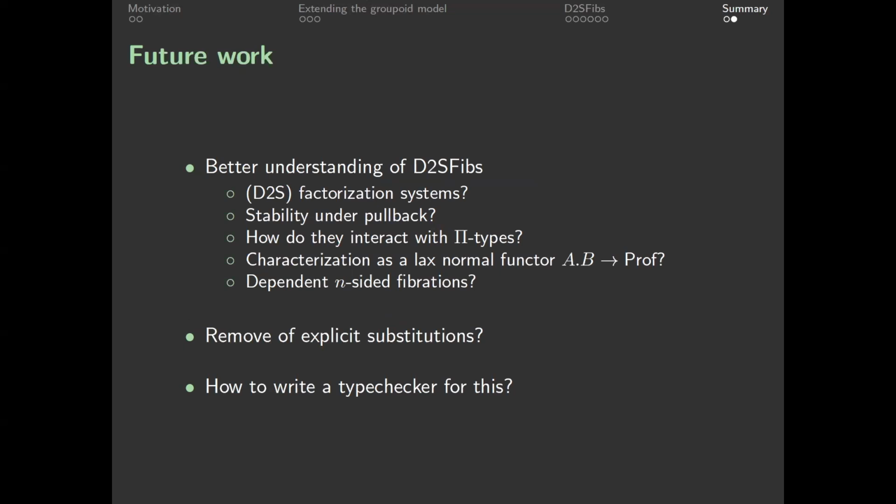I would like to understand if there's a right notion of factorization system for these things. How can we do something about the lack of stability under pullback? How do they interact with Pi types, and what about the characterization as a lax normal functor from A to B to Prof? There's also the very obvious question of, well, what about n-sided fibrations? It turns out that this question doesn't even make sense for a decent number of cases, but some combinations do make sense, and it's very unclear to me which combinations precisely are the ones that do. There's also the fact that we have to use explicit substitutions. And yeah, I would like to write a type checker for this, but I have no idea how to deal with these many different judgments that are all over the place.